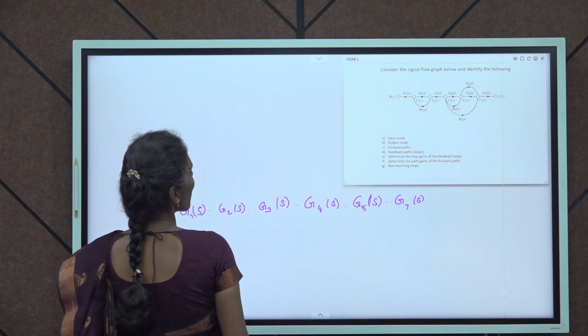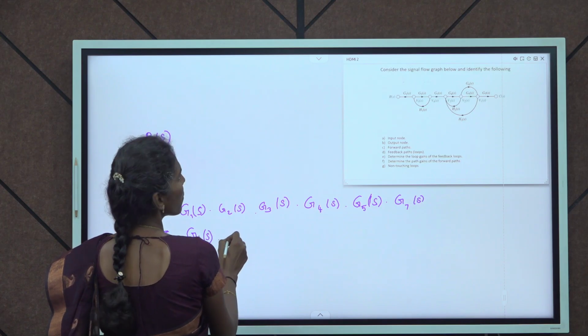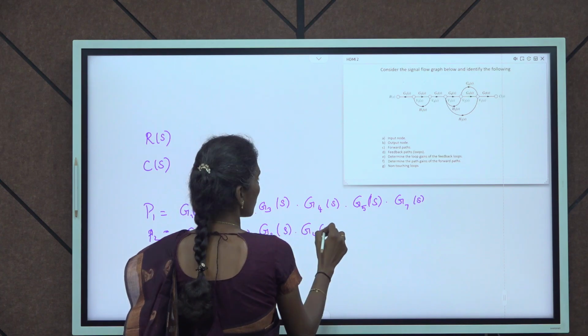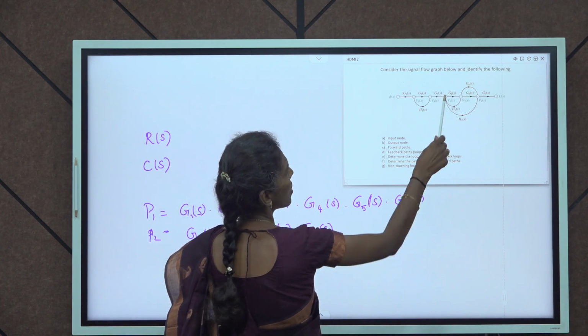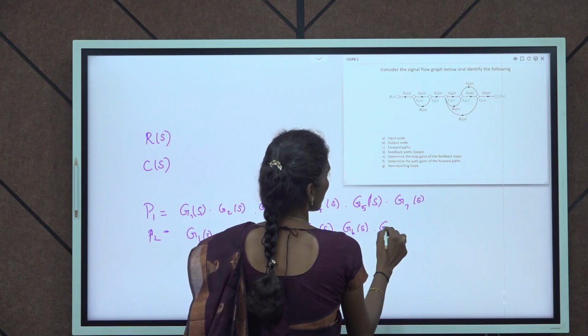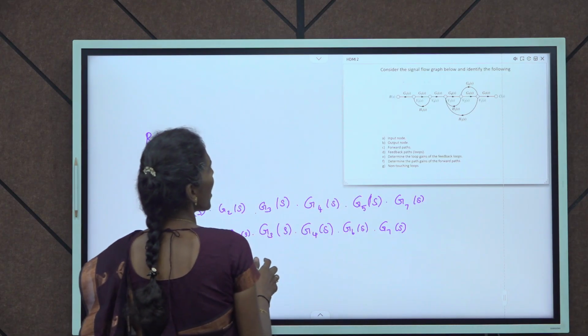In this forward path, the gain is first starting from RFS, so gain is G1 of S, G2 of S, G3 of S, G4 of S, and here we have to travel G6 of S, G7 of S, and we are finally reaching the output. So this is the forward path.